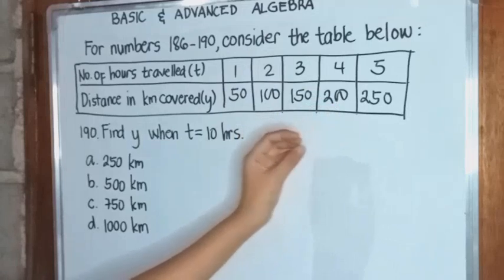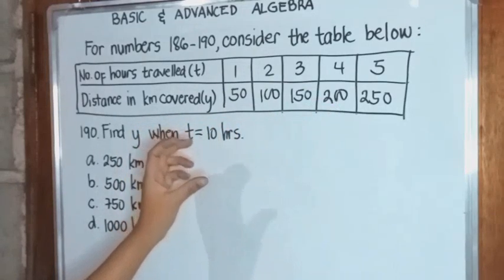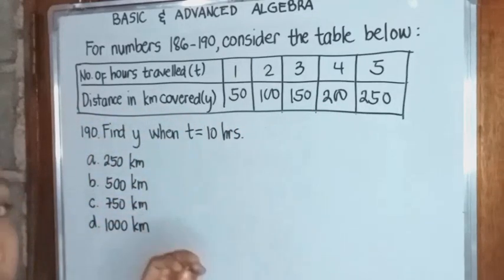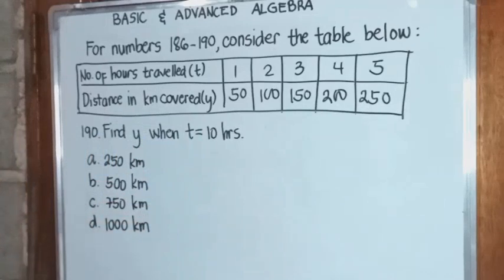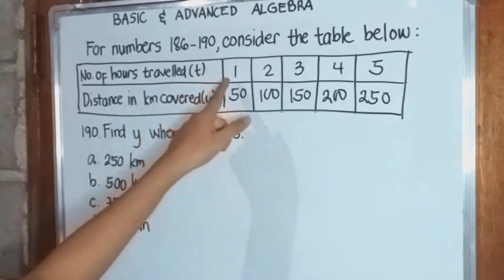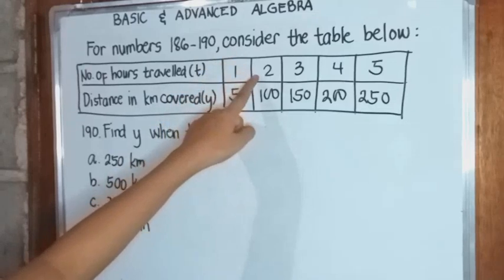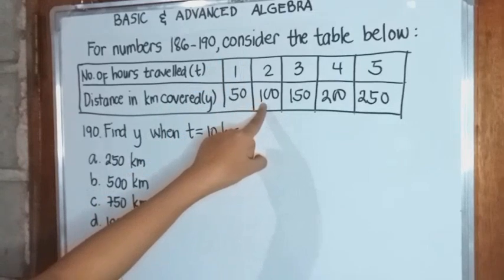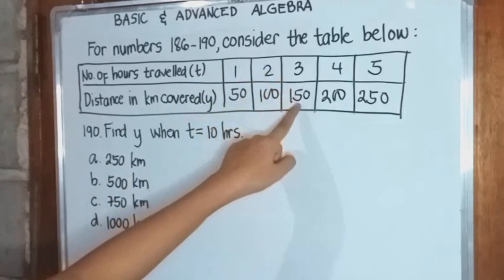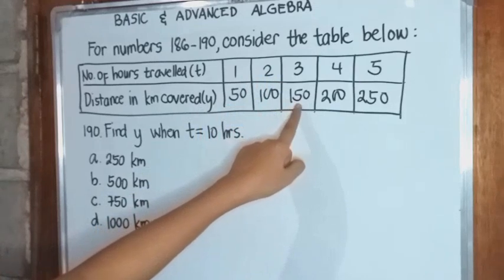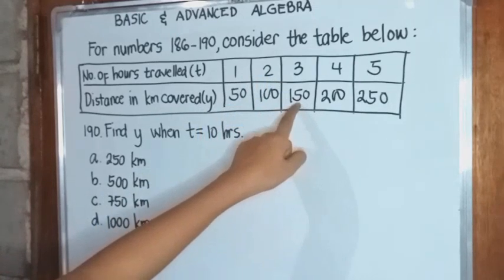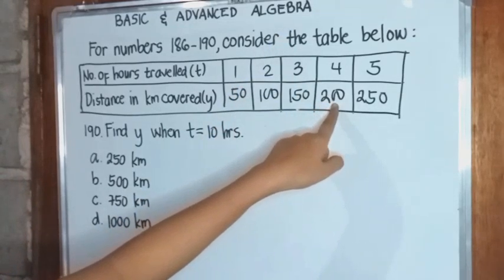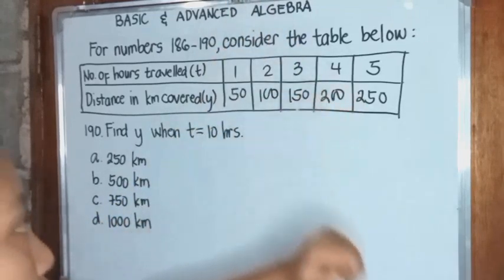The constant thing we can observe here is that every hour, the distance covered increases by 50 kilometers. After 1 hour, it became 2 hours and the distance was added 50 kilometers. After 3 hours, the distance was added another 50, it became 150, and in 4 hours it was added by 50, it became 200, and in 5 hours it was added by 50, became 250.